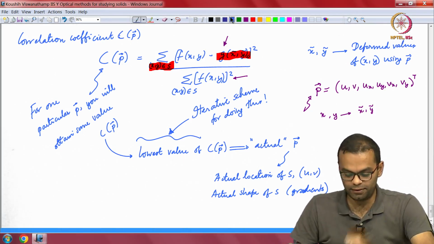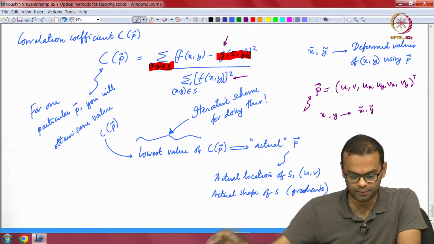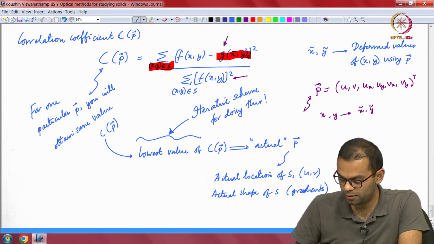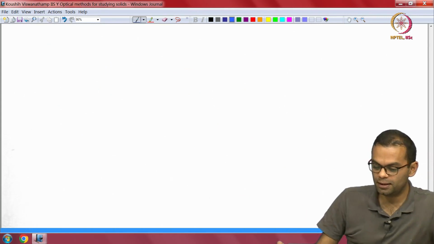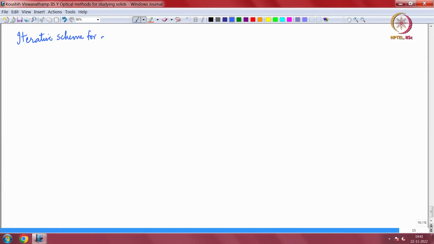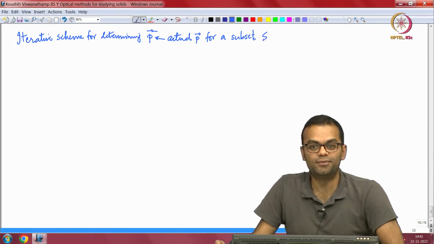I will do the formal derivation a little bit to evaluate this iterative scheme that we mentioned, and we will see how you can do an implementation based on this iterative scheme for determining the final p. So this is the actual p bar for a subset S.